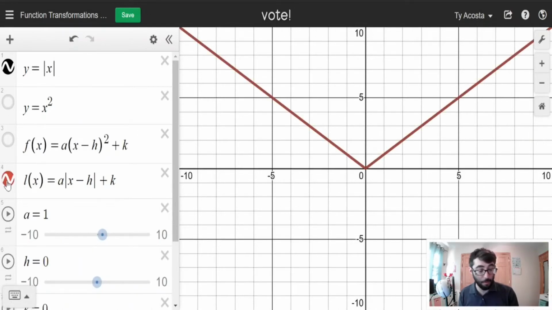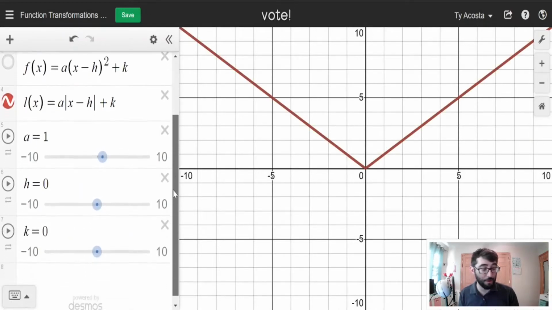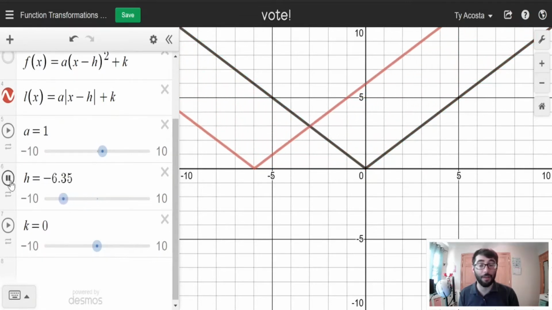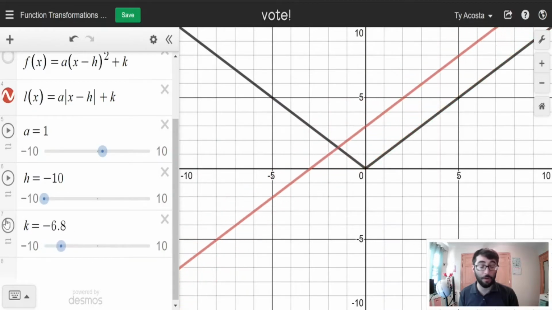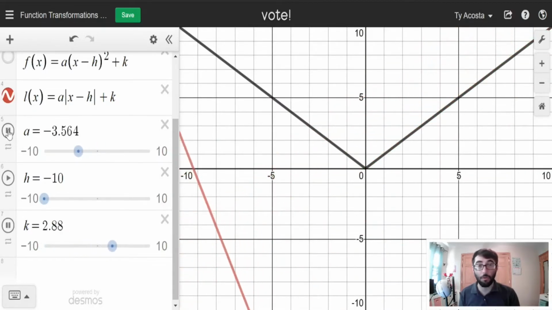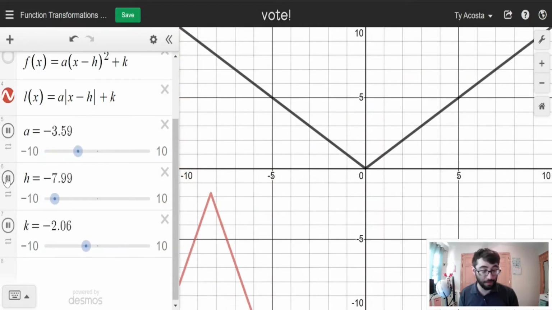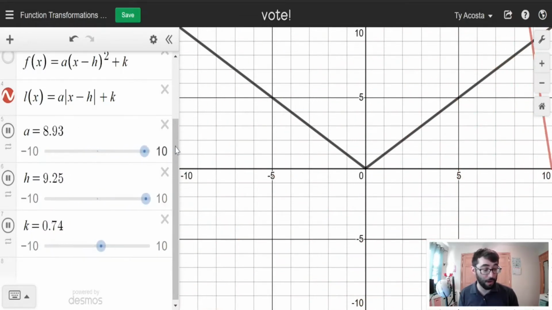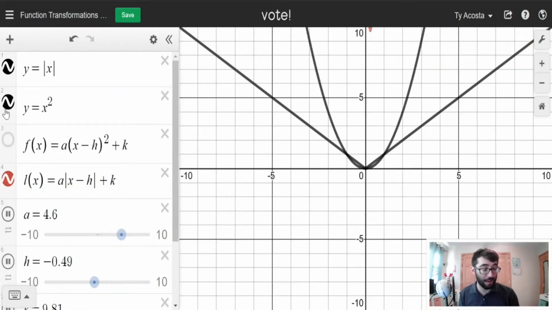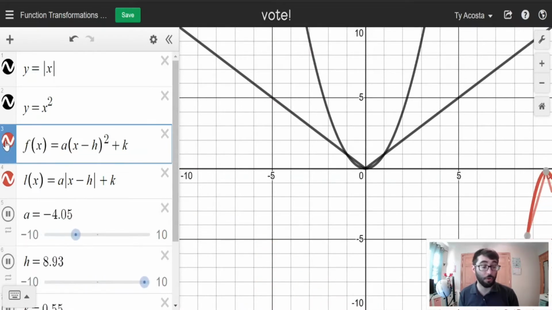Now, remember with our absolute value family, remember h shifted the graph left and right, k shifted the graph up and down, and a vertically stretched or compressed the function as well as reflected it over the x-axis. So remember, these were the transformations for the absolute value family. What I want you guys to see is that it's the exact same. So here's our parent function for quadratics. It's the exact same for parabolas, which is a quadratic function. See how it affects both graphs the exact same way.